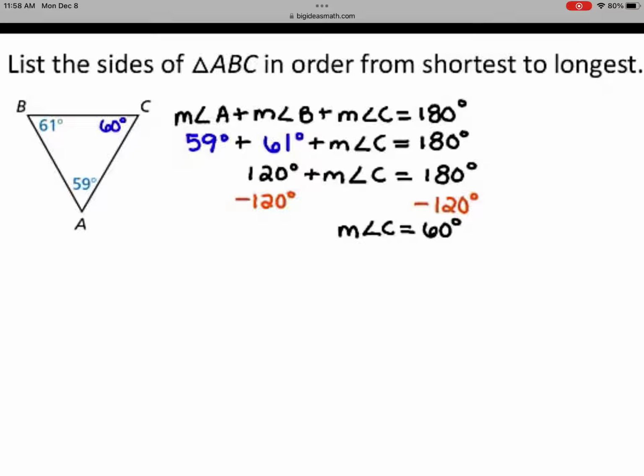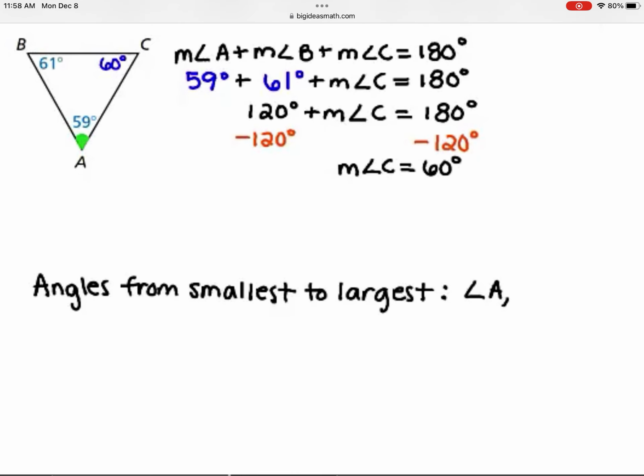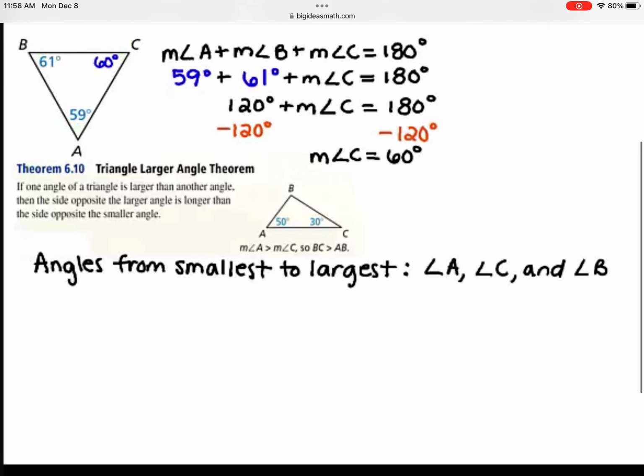Now that you know the measure of the three angles, you can list the angles in order from smallest to largest. The angles of triangle ABC, listed in order from smallest to largest, are angle A, angle C, and angle B. Now, the triangle larger angle theorem states that if one angle of a triangle is larger than another angle, then the side opposite the larger angle is longer than the side opposite the smaller angle.